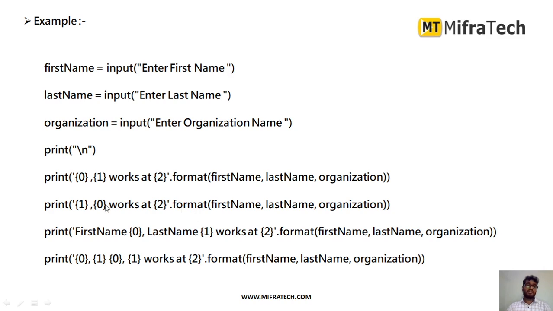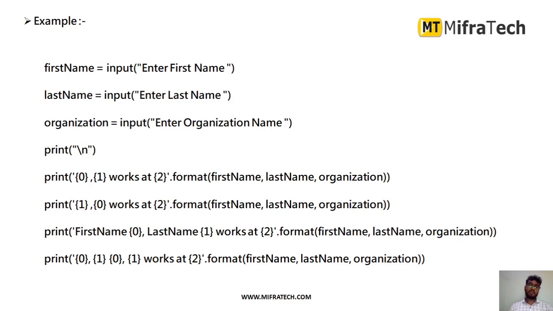In a similar way we can use these indexes however we want. The indexes are 0, 1, 2; they start from 0 and go on like that. As you can see, in the next line I used last name first, then 0, then 2. However we use these indexes, at those index places the values of the stored variables will be replaced in the output format. So in the result we get whatever we want.